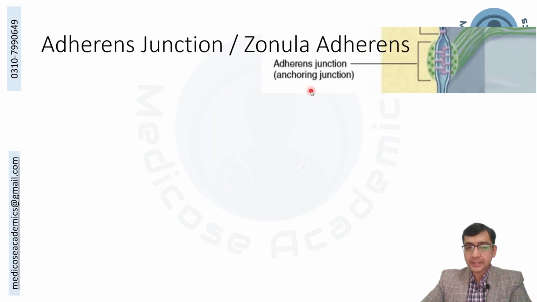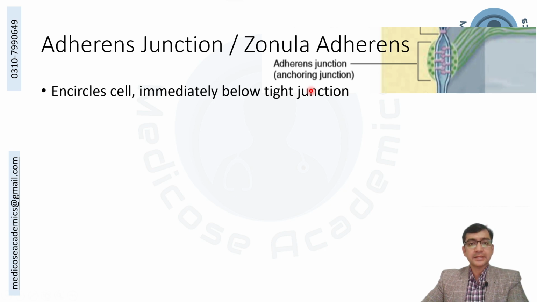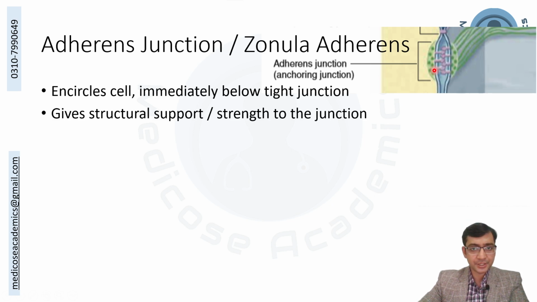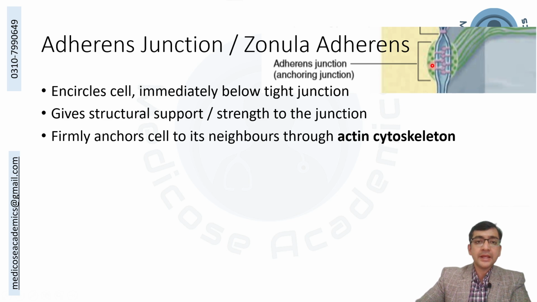Next is zonula adherens or adhering junction. This is the one that encircles the cell immediately below the zonula occludens or tight junction. It provides tensile strength and support to the junction above, because zonula occludens, although it is preventing material from going through, is not so strong that it cannot be broken easily. So to give it support, there is a supplementary junction just below it. It firmly anchors the cell to its neighbor through the actin cytoskeleton, or as you know, the microfilaments.